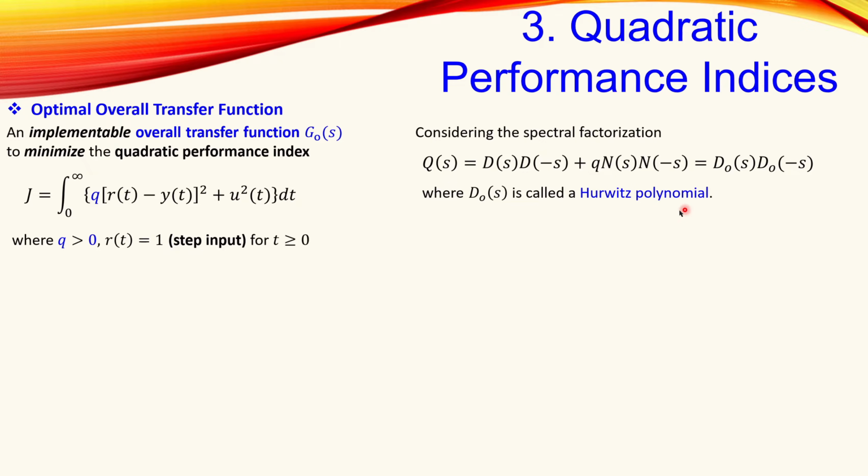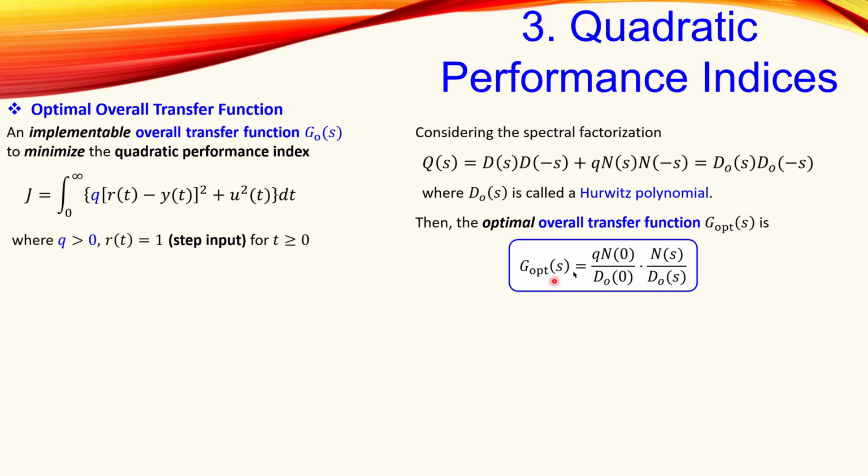Now, if I consider the spectral factorization, I can write this, as discussed before. And again, this is the Hurwitz polynomial. Then the optimal overall transfer function is given by this one.